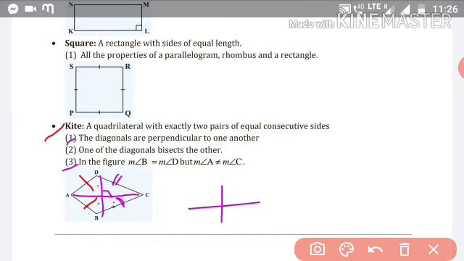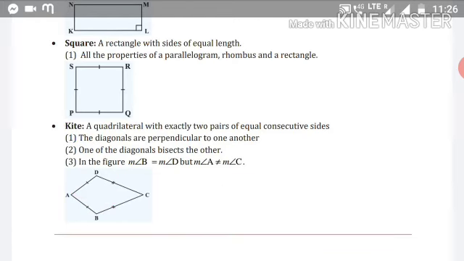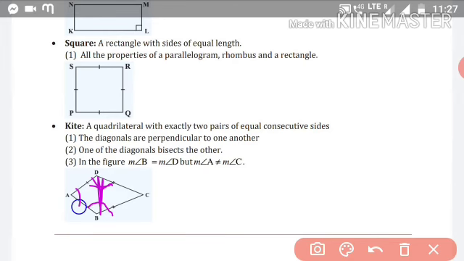Now point number 3, in the figure, measure of angle B. This is measure of angle B, isn't it? Measure of angle B is equal to measure of angle D. So measure of angle B will be equal to angle D. These two angles will be equal. But measure of angle A, this is angle A and this is angle C, they are not equal. Only these two angles will be equal and the other two angles will not be equal. Okay, now come to the next point.